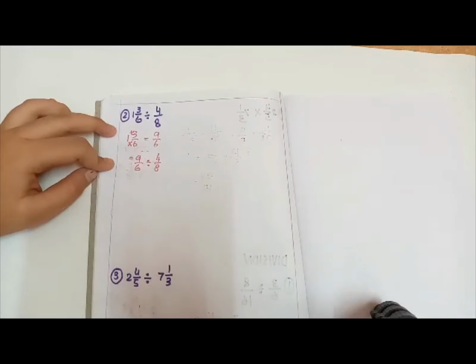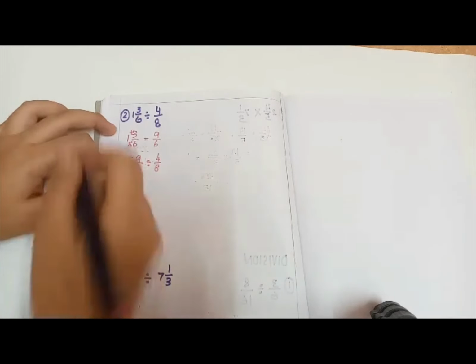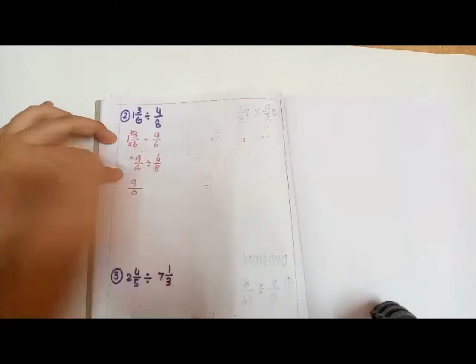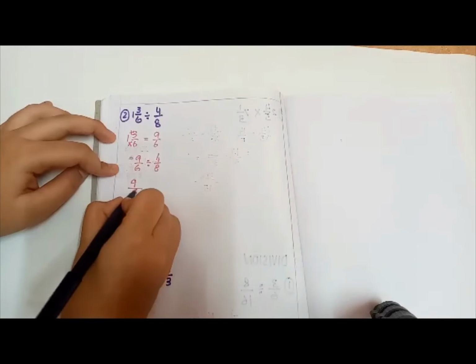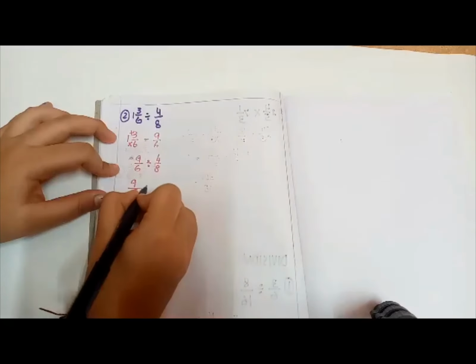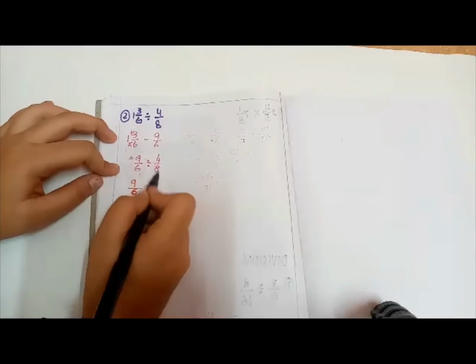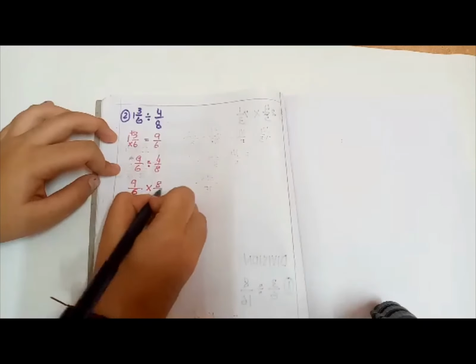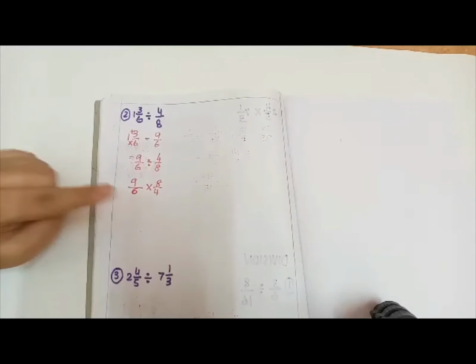So for carrying out division of fractions, we have to convert the division symbol into multiplication. How do we do that? Write the first term as it is, 9 by 6. Change the division symbol into multiplication and reverse the second term, that is 4 by 8 will be written as 8 by 4. So now we get a multiplication.